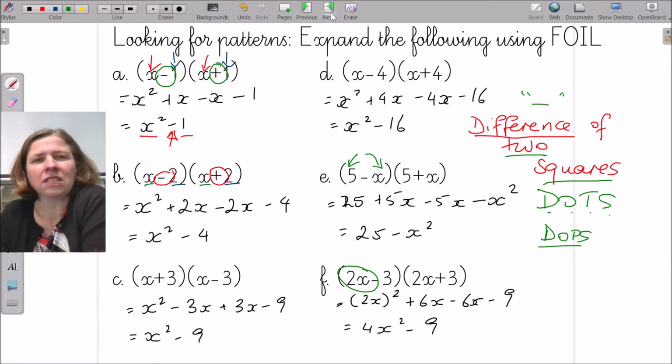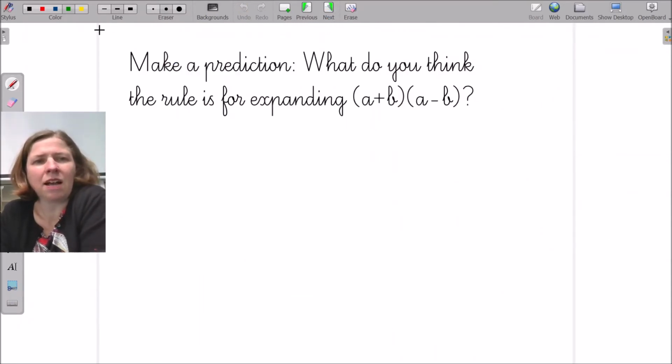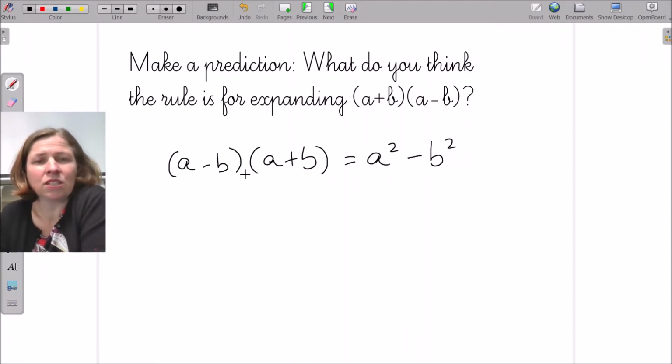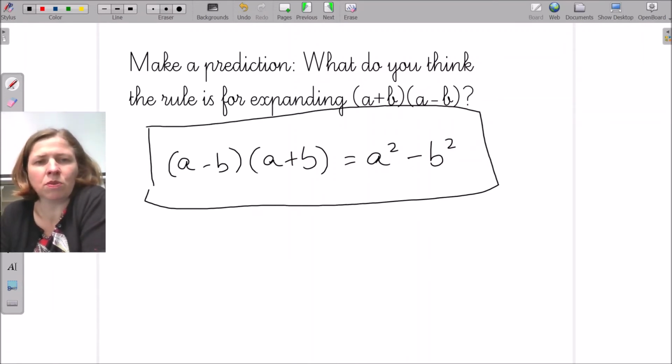So let's look at what we've got. What do you think the rule is? Make a prediction. What do you think the rule is for expanding a minus b times a plus b? Write down what you think it is. And this is what the rule is. a squared minus b squared. Ooh, that's a bit wonky. And as I said before, this is called difference of two squares. So you should definitely write this down.